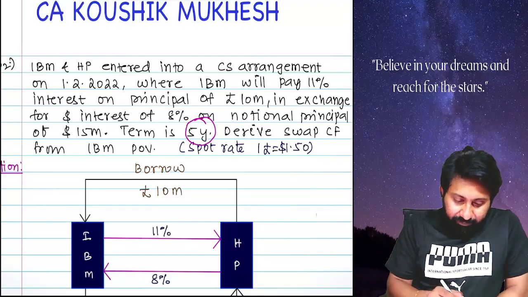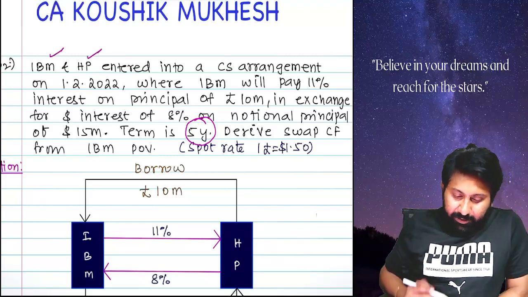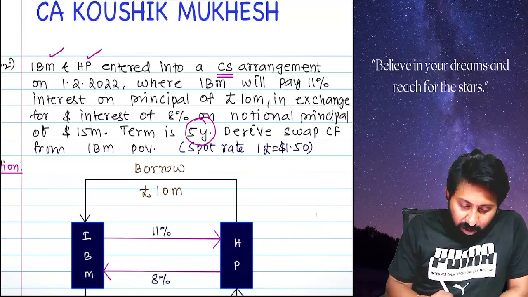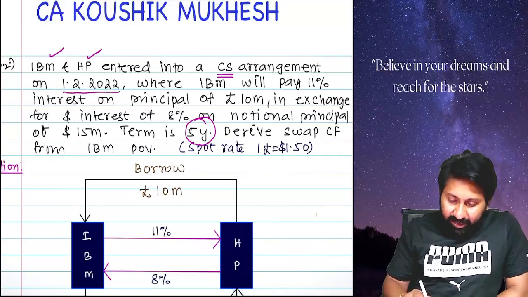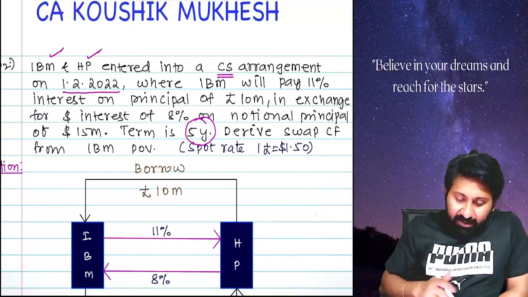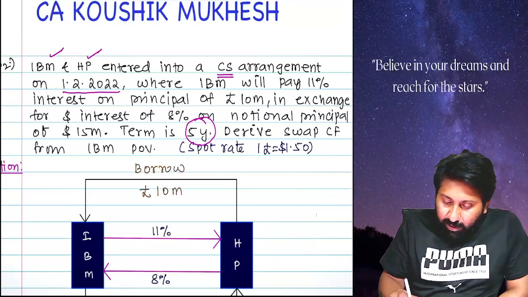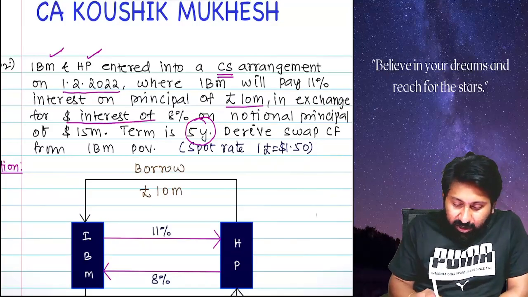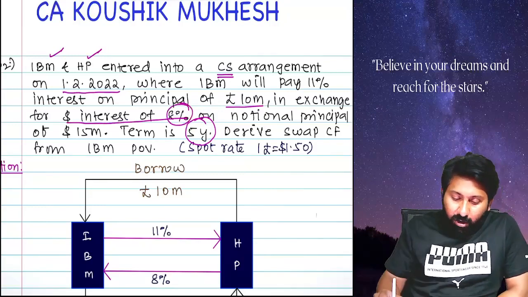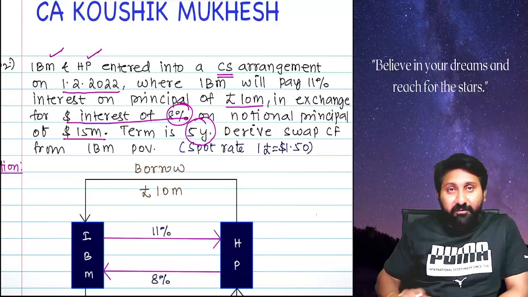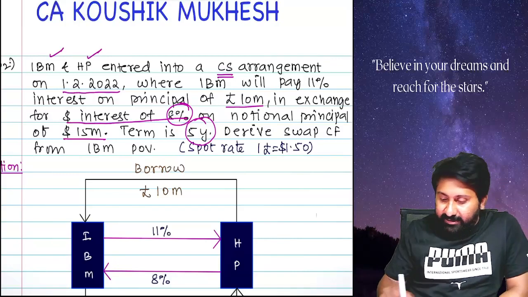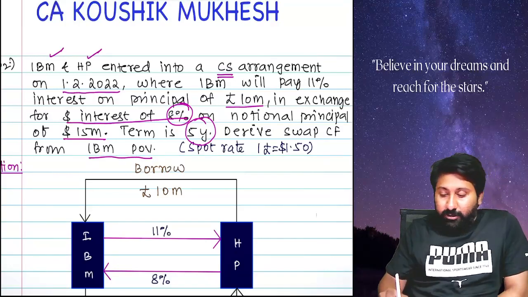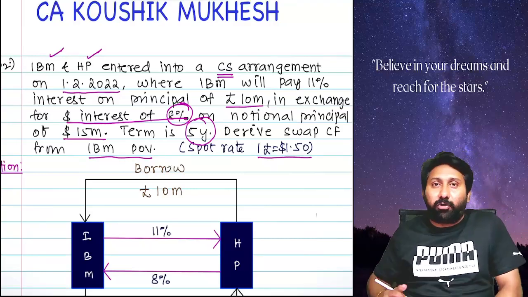Therefore, see here, IBM and HP entered into a currency swap arrangement on 1/2/22, where IBM will pay 11% interest on a principal of pounds 10 million in exchange for dollar interest of 8% on the notional principal of $15 million. The term is 5 years. Derive a swap cash flow from IBM's point of view. Spot rate is 1 pound equal to $1.5.